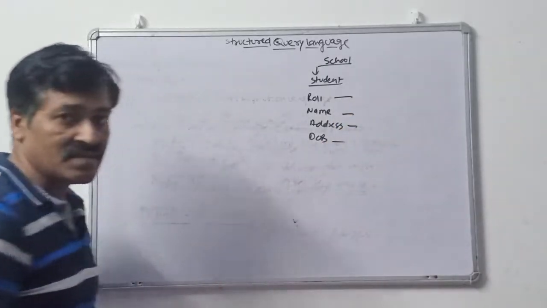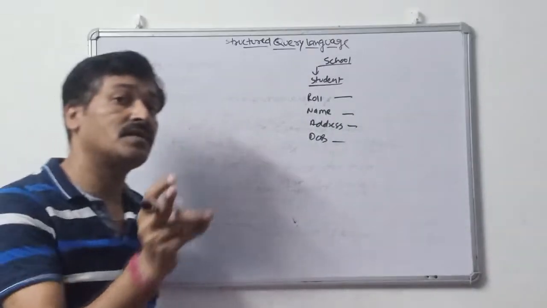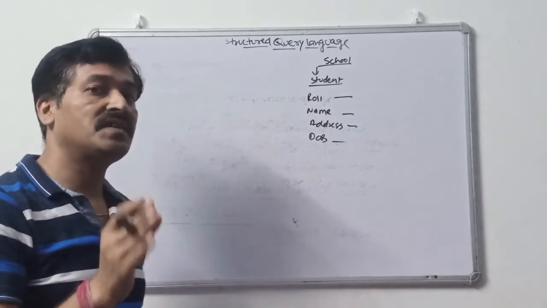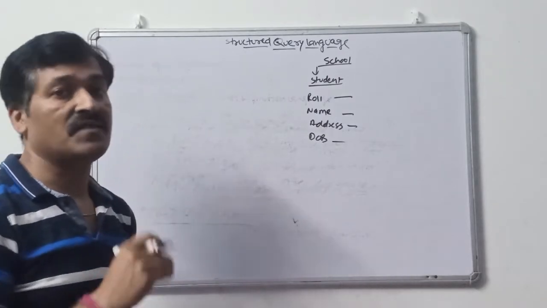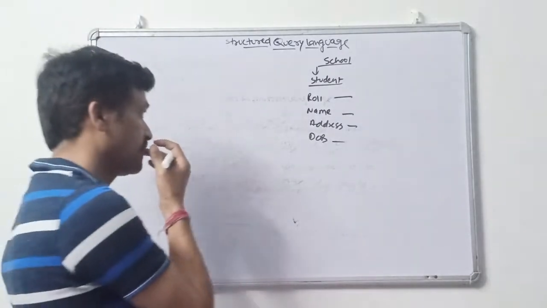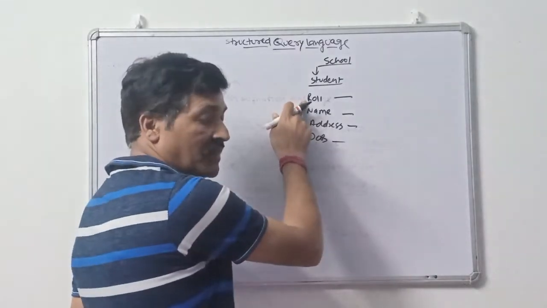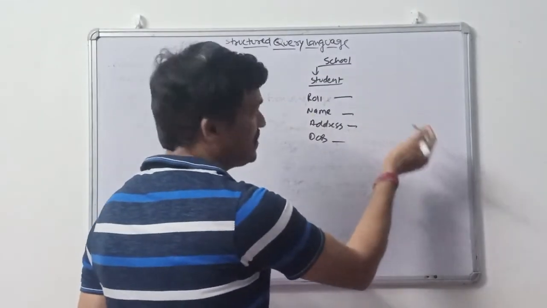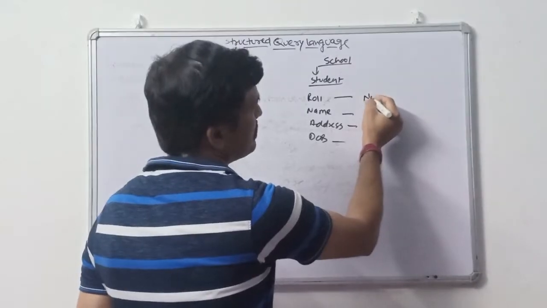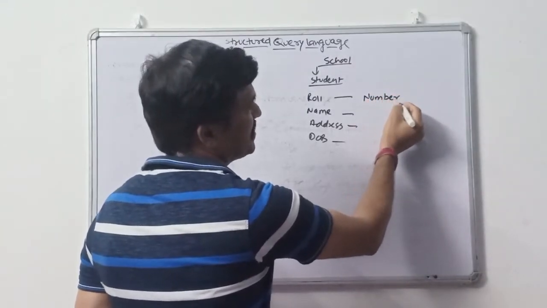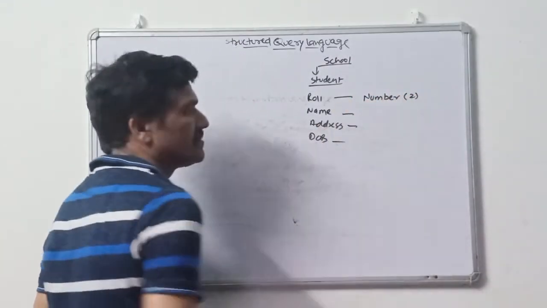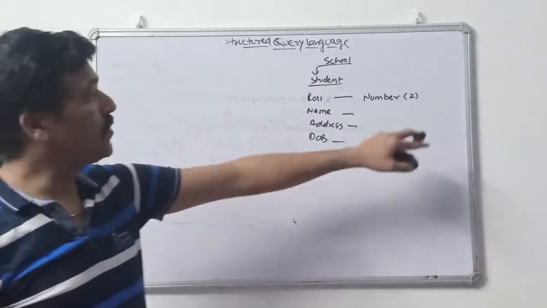Before creating the table, as we have discussed the elements of SQL, first we need to decide the data type for these 4 columns, 4 attributes. The roll number will be a numeric value. We can take a common data type as number. Number, I have given 2. So 2 will be the total length.